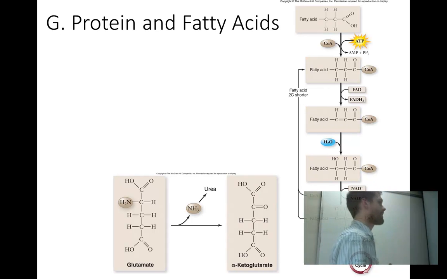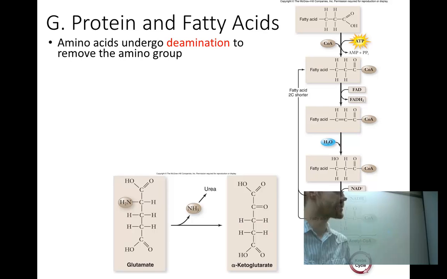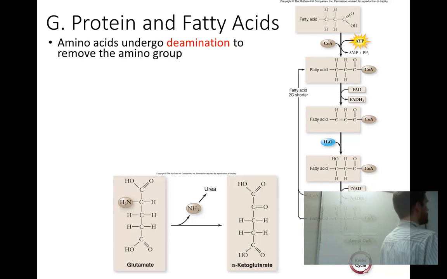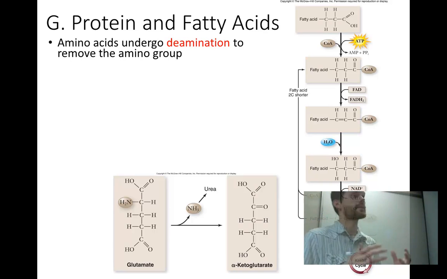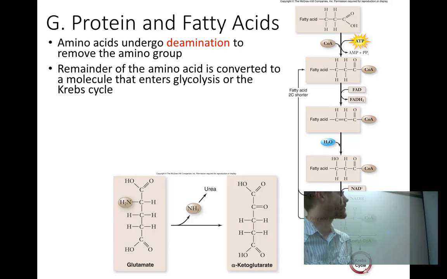But proteins and fatty acids are not made out of glucose. They have different molecules in there, but they can also be used and broken down into energy. In order to do that, though, they have to be converted into a product or reactant in the Krebs cycle, or it can be converted into glucose molecules. So amino acids have to undergo deamination. They have to remove their amino group, which is the nitrogen part.